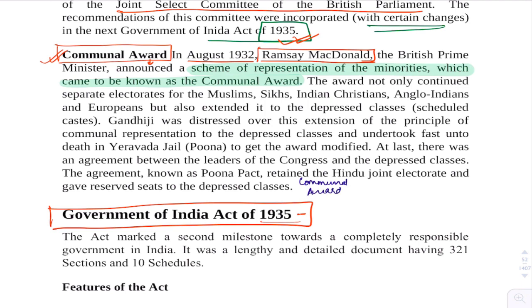कम्यूनल अवार्ड, फर्स्ट ऑफ ऑल ये क्या था, इसका डिस्क्रिप्शन दिस यू हैव टू राइट, ठीक है. स्कीम ऑफ रिप्रेजेंटेशन ऑफ माइनॉरिटीज, सो आई एम नॉट राइटिंग, जस्ट राइट इट. देन यू राइट द ईयर August 1932 and of course you have to write the name of the person, Ramsay MacDonald, who was the British PM. ठीक है, ये सारे इंफॉर्मेशन आपने लिख लिया.